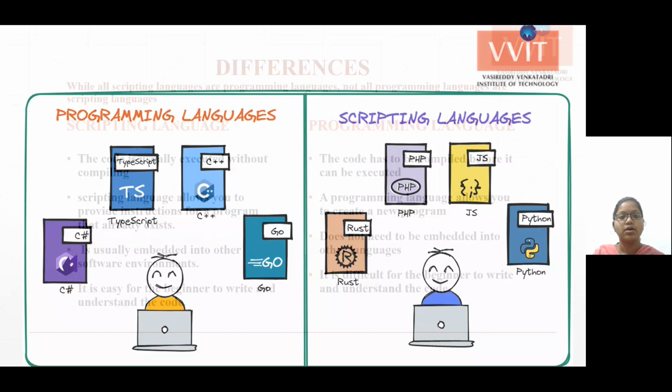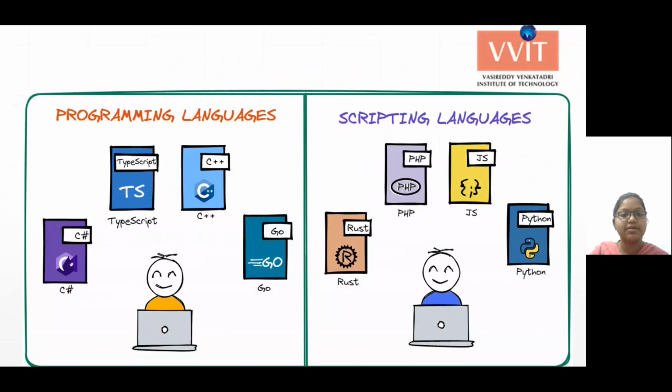Now let's move on to some examples of programming languages and scripting languages. Here in programming languages, we can see some examples: C Sharp, TypeScript, C++, and Go. Whereas in scripting languages, PHP, JS, Python, Rust. See, today our topic is PHP, and here PHP comes under the scripting languages. Next, we need to see under which type of scripting language PHP falls.